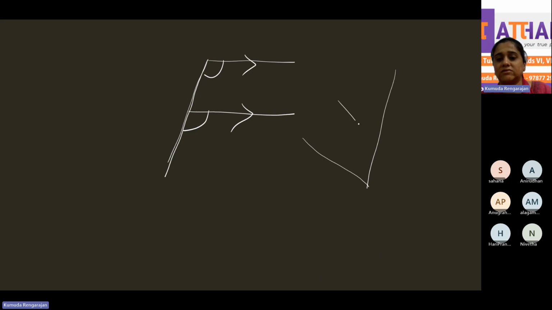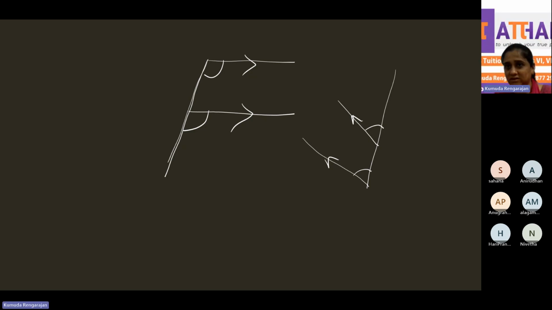These are the two parallel lines. This is the transversal. Here and here are corresponding angles. Corresponding angles, F shape. Alternate interior angles, Z. Co-interior angles or allied angles, C.